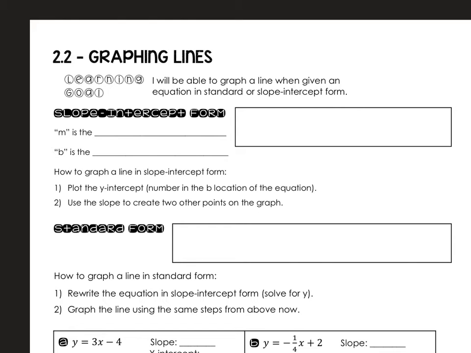Okay, today we are talking about graphing lines in both slope-intercept form and standard form. So to start off, slope-intercept form is simply y equals mx plus b. So that's kind of what that equation's format will look like. It's going to have that y over on the left by itself, and then m is the slope, so there will be a number plugged in there, and b is the y-intercept.